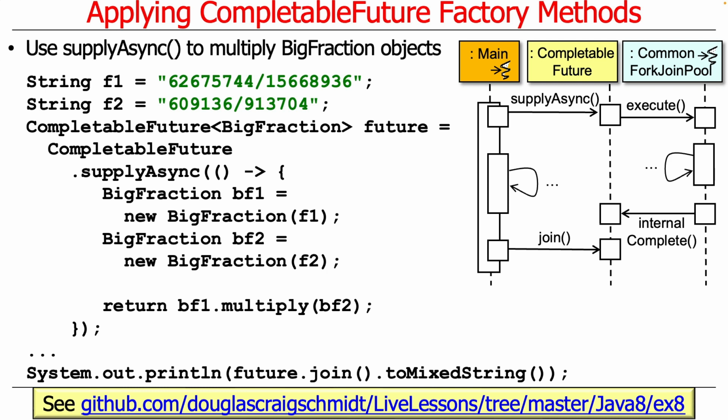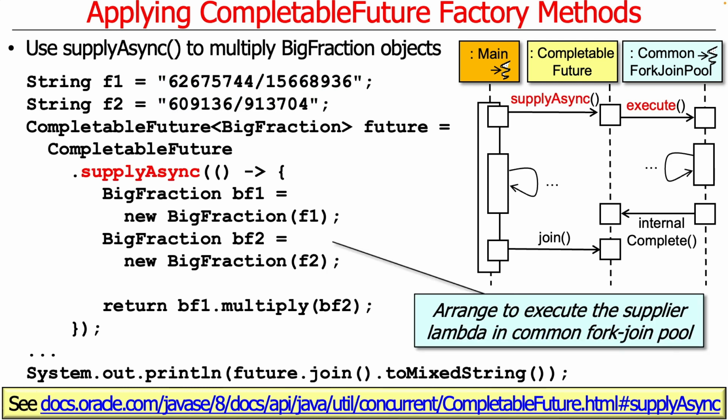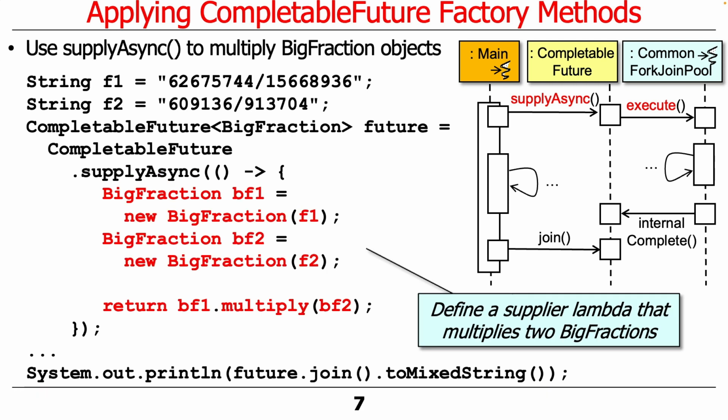So here's the example. As before, we've got some strings, and we'll show the stuff on the right-hand side just to illustrate how that all works. First thing we do here is we call supplyAsync. Remember, supplyAsync is static, so you don't need an object to call it. You just need to give it the class name. So we say CompletableFuture.supplyAsync. And this will take the supplier lambda that we pass in here, and it arranges to execute this supplier lambda in the common ForkJoinPool, because we're not passing an executor here as a second parameter. Here's the supplier lambda.